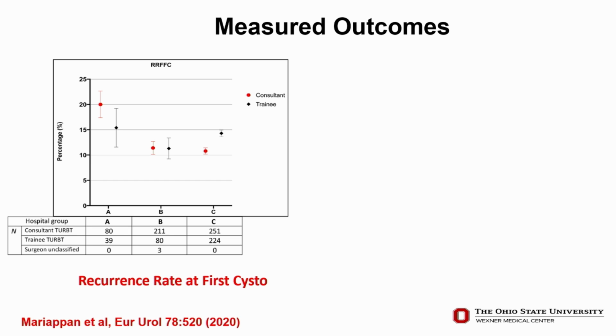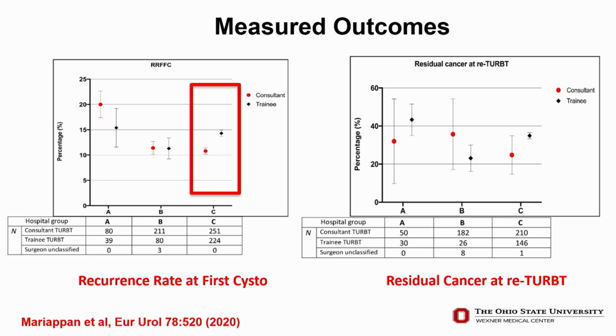This just looks at who was performing the surgery, the red being a faculty member or consultant surgeon, and the black being a trainee. What it demonstrates is that in hospitals with higher volume, trainees actually perform more of the operations. Kind of makes intuitive sense that in the larger volume, more training hospitals, trainees were performing more of the surgery. But importantly, the trainees were doing all types of TURBTs, including multifocal tumors, larger tumors. There was no difference in the selection of which cases were being done with a consultant versus a trainee.